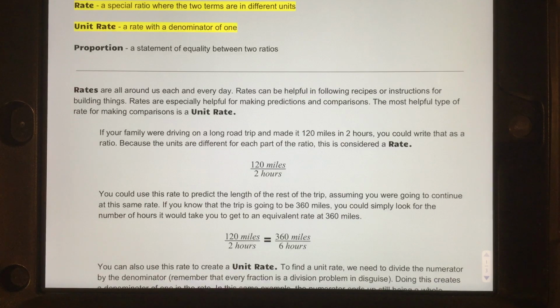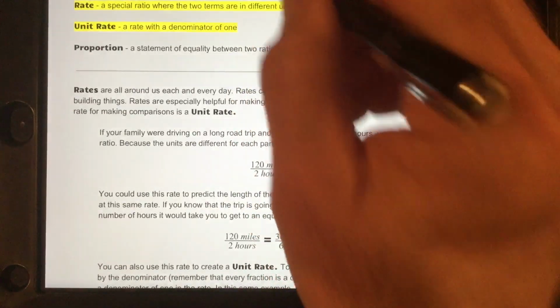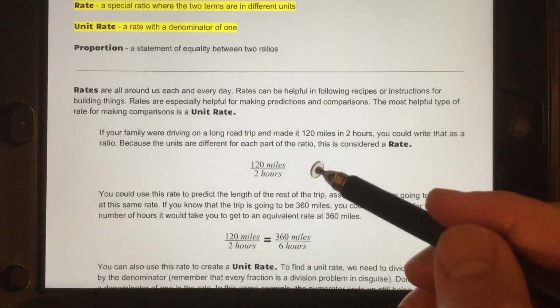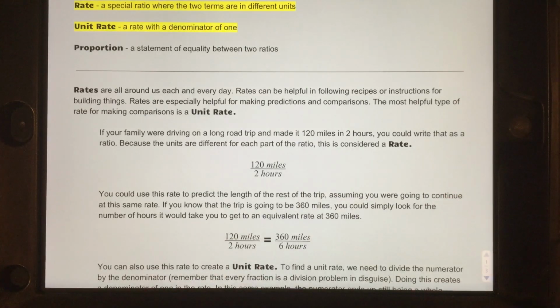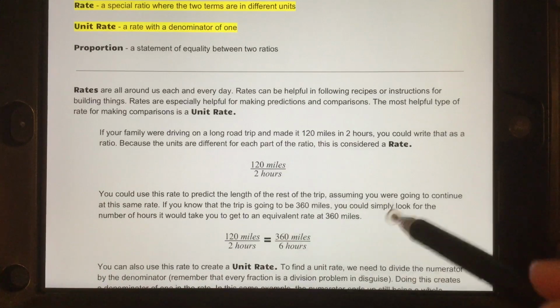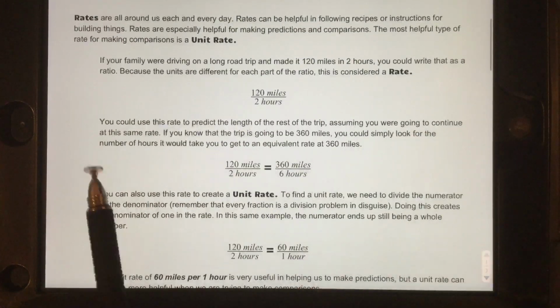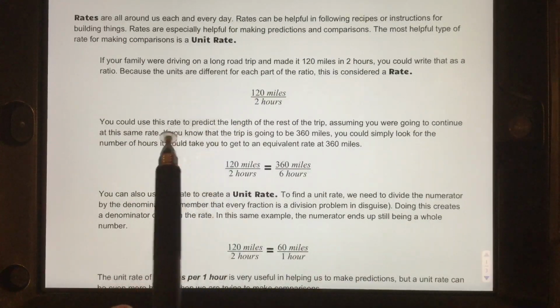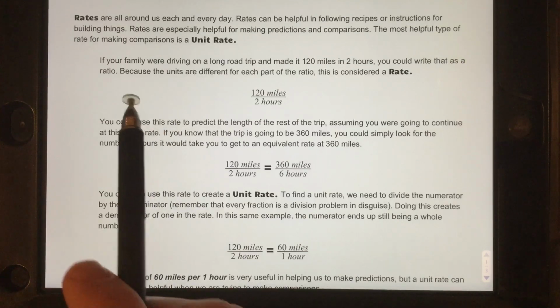We divide out, because remember, all fractions are really a division problem in disguise. So all we have to do is divide it out to get the unit rate. Okay, so I shared this sheet of notes with you. I'll read through some of it right now.